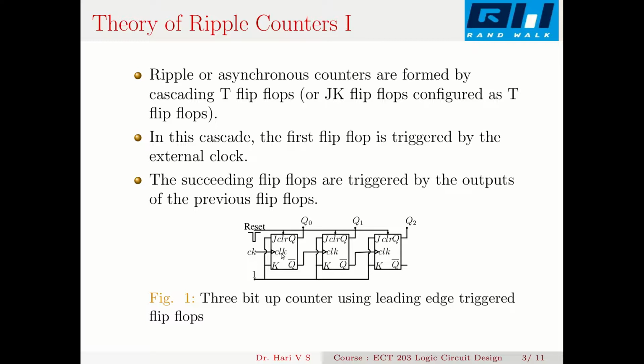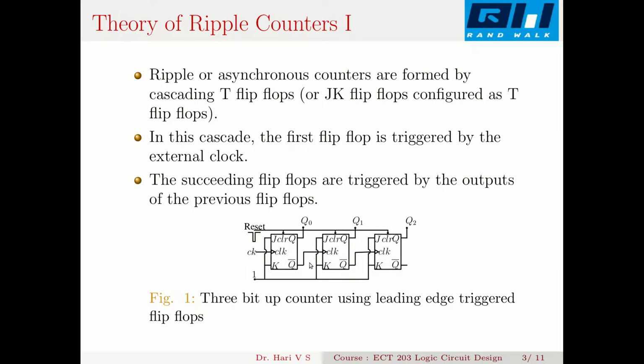These are leading edge triggered flip-flops. If you are using a leading edge triggered flip-flop and Q bar is connected to the next clock, then it will up count. That is, it will count in the sequence 0 0 0, 0 0 1, 0 1 0, etc. to 1 1 1, and then reset to 0 0 0. So the maximum count cycles in this are 8, that is 2 raised to 3. There are 3 flip-flops, so 8 clock cycles are counted before resetting.